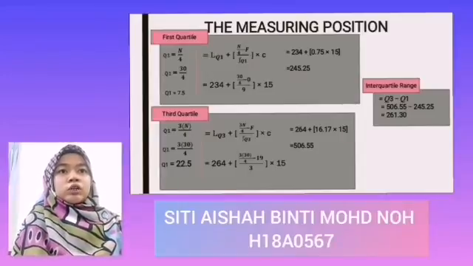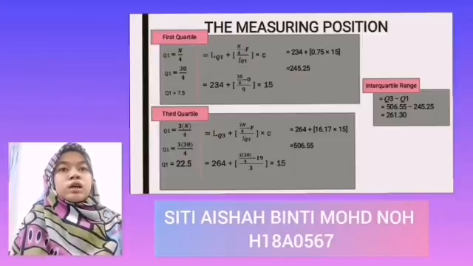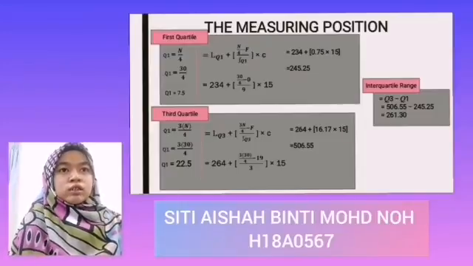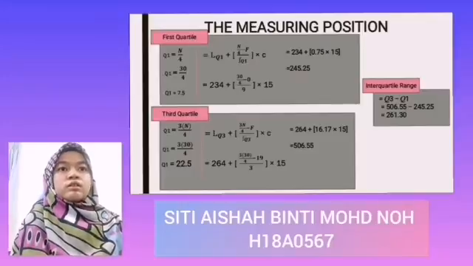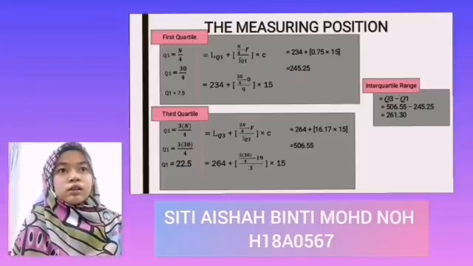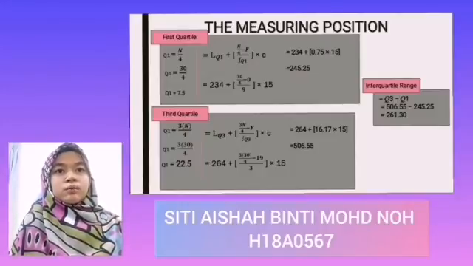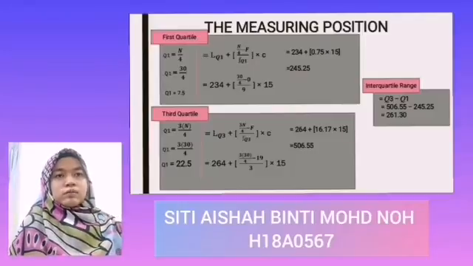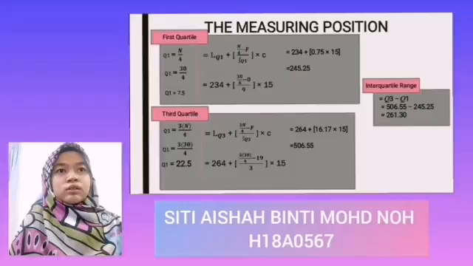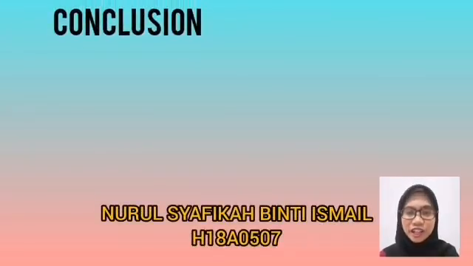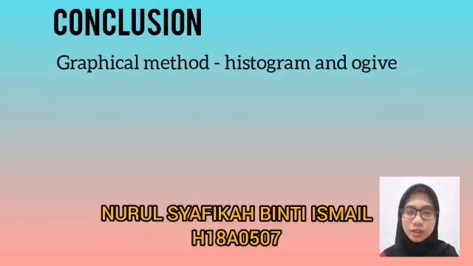To get the interquartile range, we have to do third quartile minus first quartile. So 506.55 minus 245.25, and we can get the answer 261.30. Okay, for the measuring position, the interquartile range is 261.30. For the conclusion, we can conclude that the data is represented through graphical methods, which are histogram and ogive.